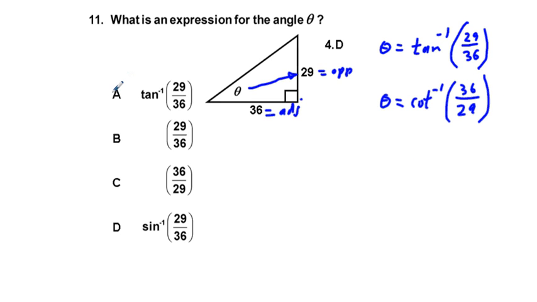Okay, so it's going to be answer choice A. This one right here is not equal to the angle, but is equal to the tangent of the angle. So that's what makes answer choice B incorrect. And this one here, 36 over 29, would be cotangent theta, but not theta. Theta would be the inverse. So I think some people were pretty suckered in by answer choice B.